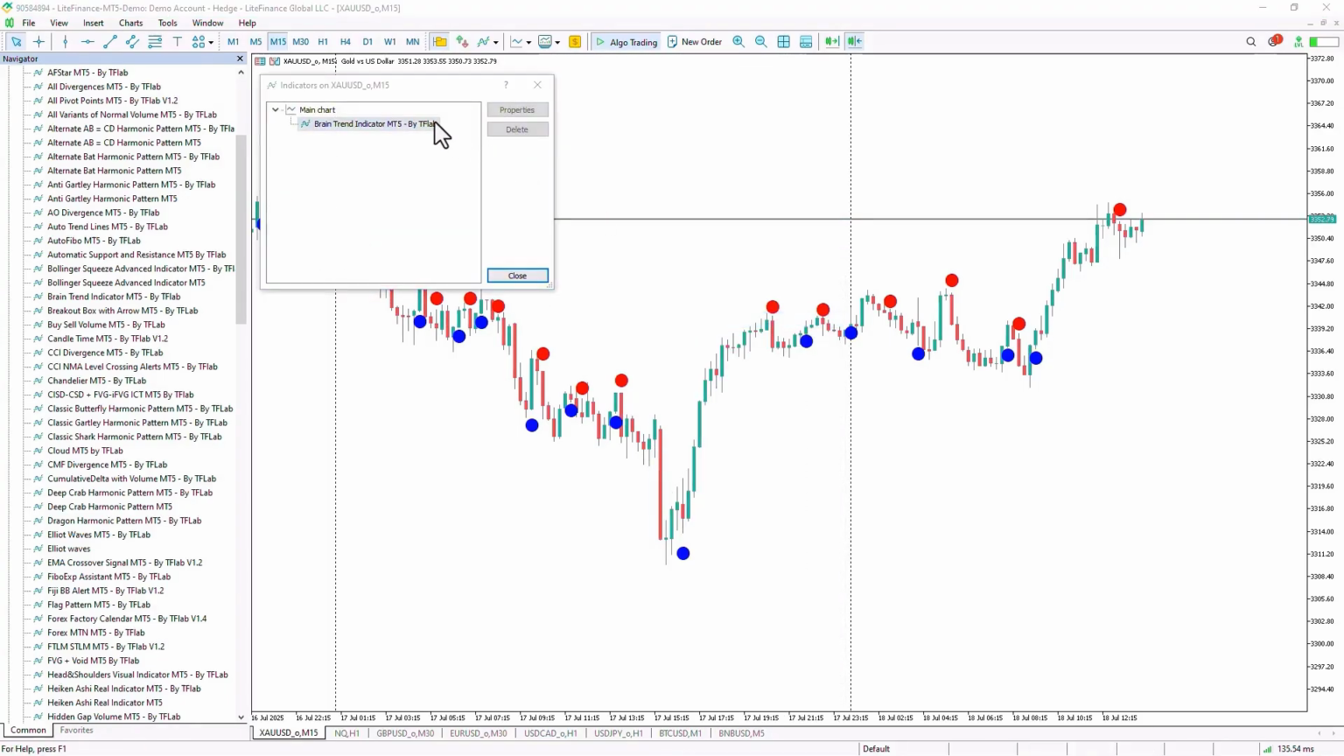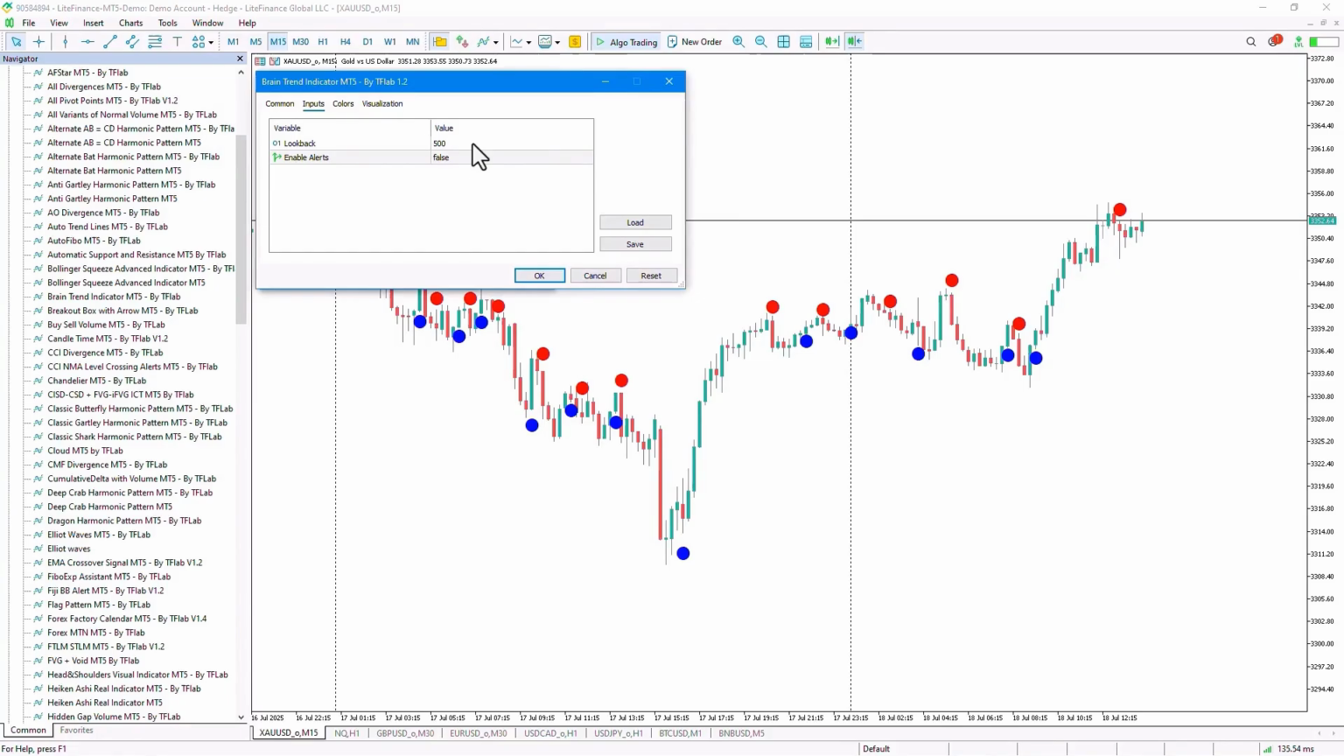In the settings section, under the input tab, there are only two options available. In the first option, we can set the number of candlesticks to identify and display upward and downward trends, as well as support and resistance zones, which is set to 500 by default.